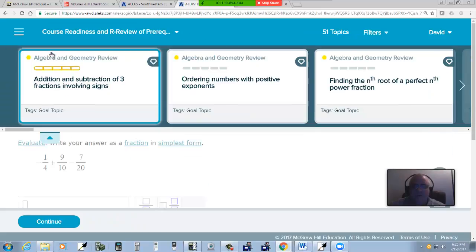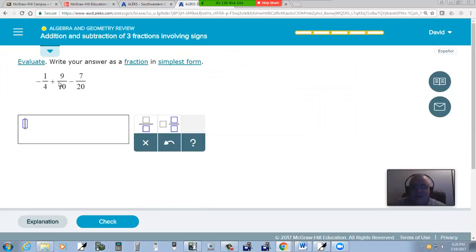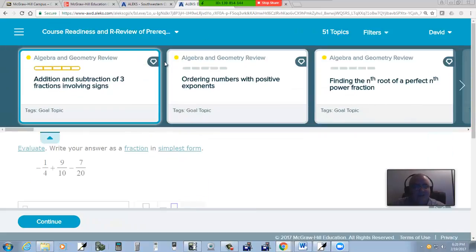Oh, here it is. I was looking for it. I knew there's a way. That little drop down here allows you to choose other topics. Like we're currently doing addition and subtraction of 3 fractions involving signs. If I just don't get that, you emailed me and asked me for help.